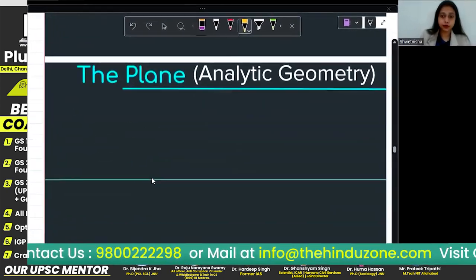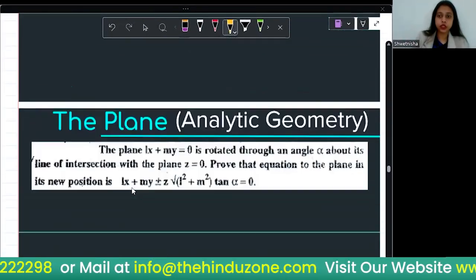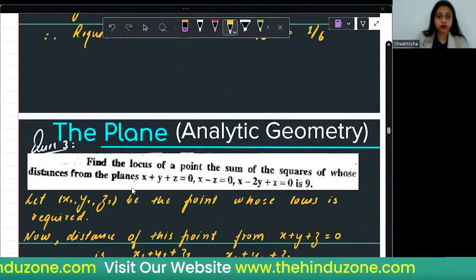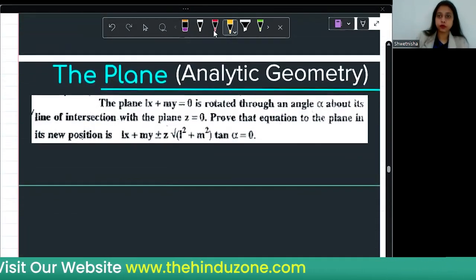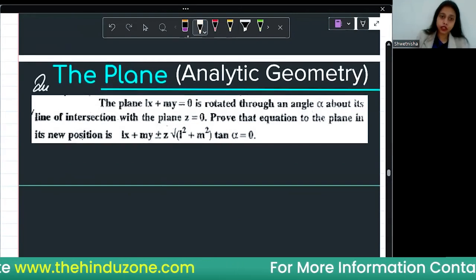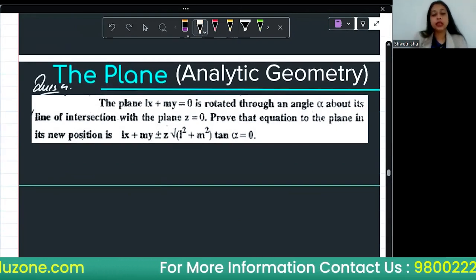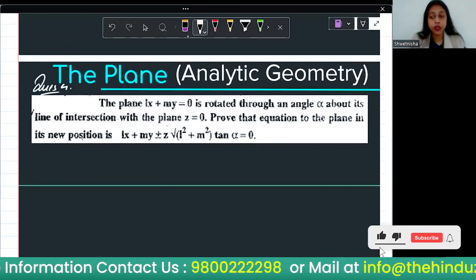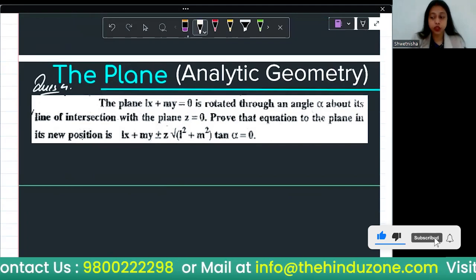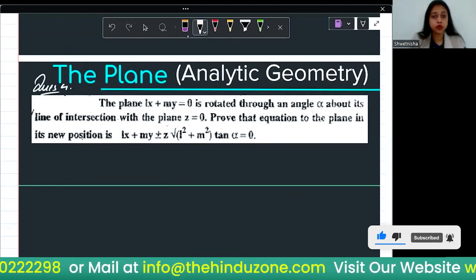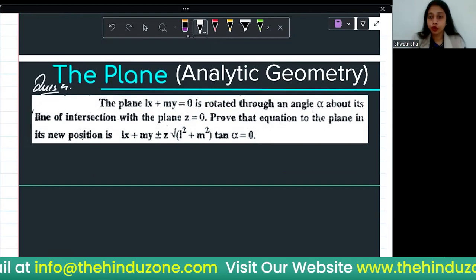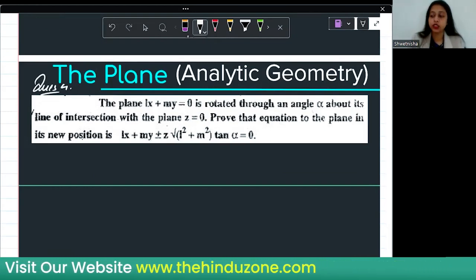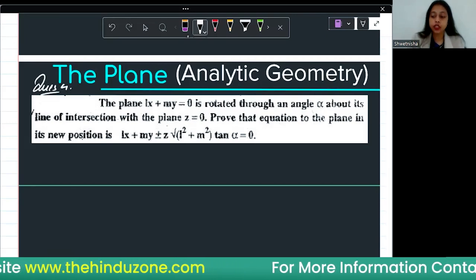Next, let's start discussing the question here. This would be our question number 4. The question says, a plane Lx plus My equals 0 is rotated through an angle alpha about its line of intersection with the plane z equals 0. Prove that the equation of the plane in its new position is as follows. So let's try to understand what the question says.